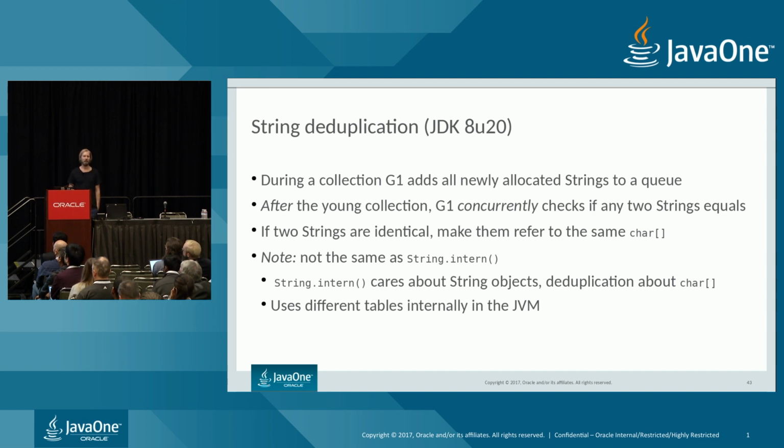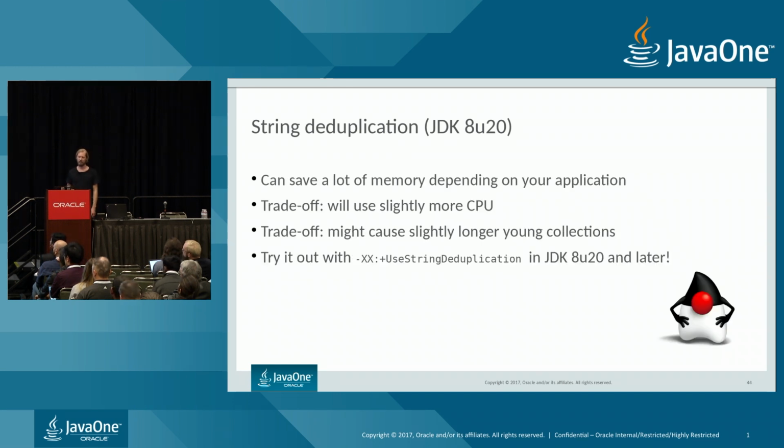String intern cares about string objects, whereas string duplication cares about the character arrays, or the value fields. And internally in the JVM, they use different tables. This can save a lot of memory and a lot of footprint on the heap, depending on your application, of course. If you have maybe a lot of SQL statements that are repeated and contain the same values, this can be a big memory saver.